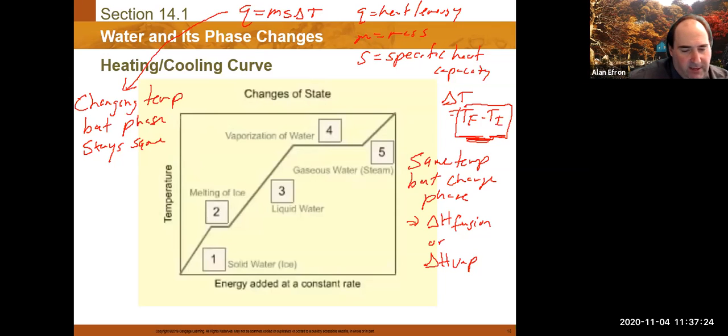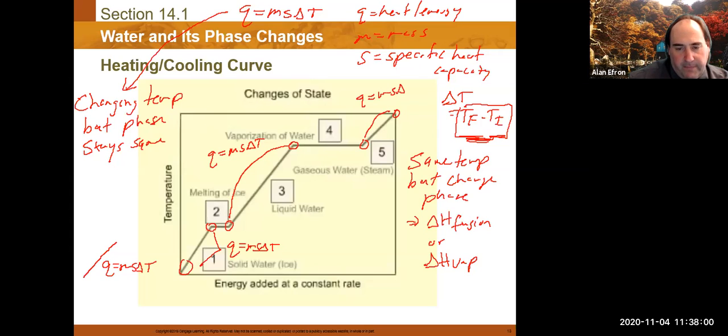So what does that mean when you graphically draw it on a curve like this? Anywhere on a curve where you see it go up, you should be using Q equals m s delta T. So anywhere from here to here, if you needed to do a calculation, that should be your specific heat calculation. Anywhere from here to here, all that is liquid all the way through there. That is also a specific heat calculation. Anywhere from here to here, also a specific heat calculation.